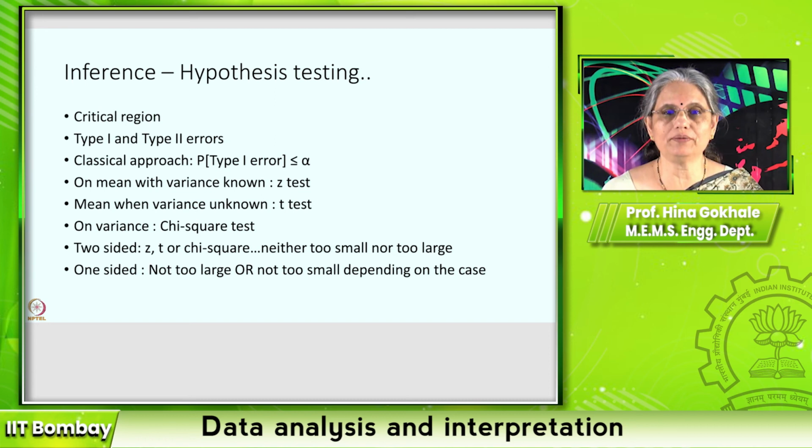If you are looking at a one-sided test, depending on which side you are looking into, the statistic should not be very small or it should not be very large. And this we demonstrated by arriving at the Weibull T and Weibull chi-square tests.